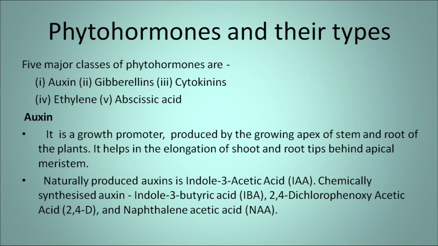There are auxins which exist naturally in the plant, for example IAA, that is indole acetic acid, and they are also synthesized synthetically, that is IBA, indole butyric acid, or 2,4-dichlorophenoxyacetic acid, or NAA, that is naphthalene acetic acid. These are synthetic auxins.